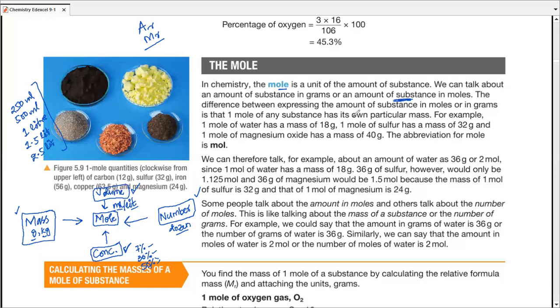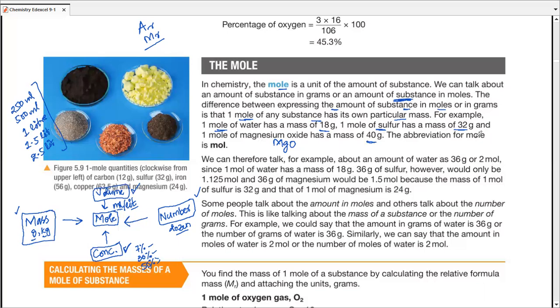Let's go with that conversion and understand it in detail. The difference between expressing the amount of substance in moles or in grams is that one mole of any substance has its own particular mass, and it varies from substance to substance. For example, 1 mole of water will have a mass of 18 grams. 1 mole of sulfur will not have a mass of 18 grams, since the substance is different, so the mass would be different. 1 mole of magnesium oxide, the formula for which is MgO, has a mass of 40 grams.